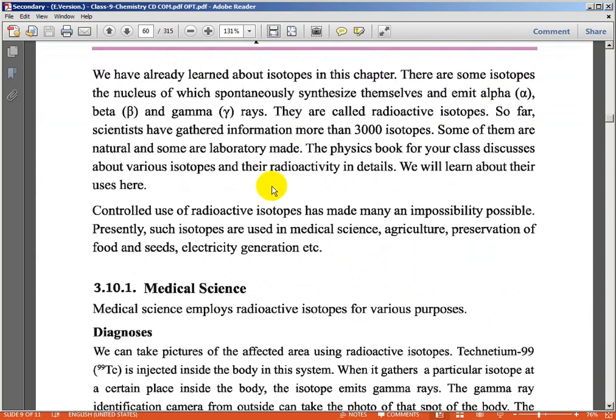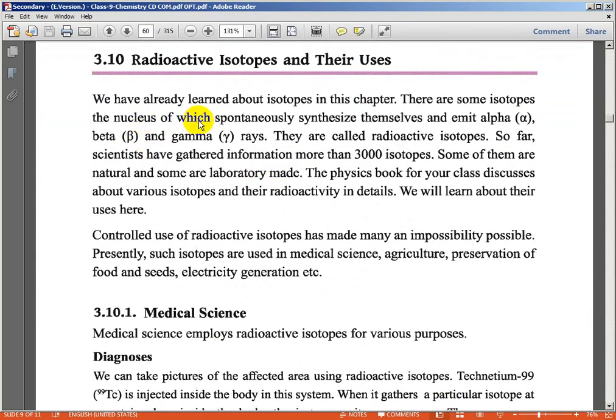Now some uses of isotopes. We have already learned about isotopes in this chapter. There are some isotopes whose nucleus spontaneously disintegrates and emits alpha, beta, gamma rays. These are called radioactive isotopes.